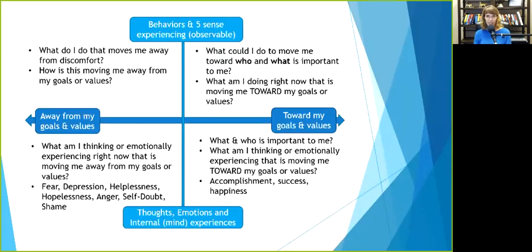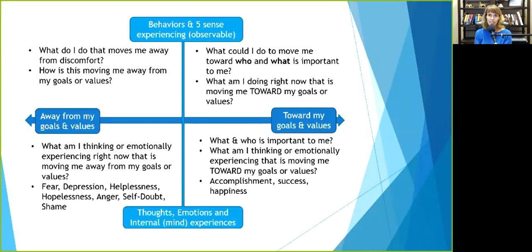But to try to put it all into context and tie it up with a handy little bow, on the top of it, you have your behaviors and your five sense experiencing. What's observable to others? When you walk into a room, what do others see? Others see you. Others see the other people in the restaurant, others see the expressions on your faces, others can feel the temperature of the room, but they don't know what's going on inside your head and they don't know what you're thinking. Down at the bottom are your thoughts, emotions, and internal experiences.